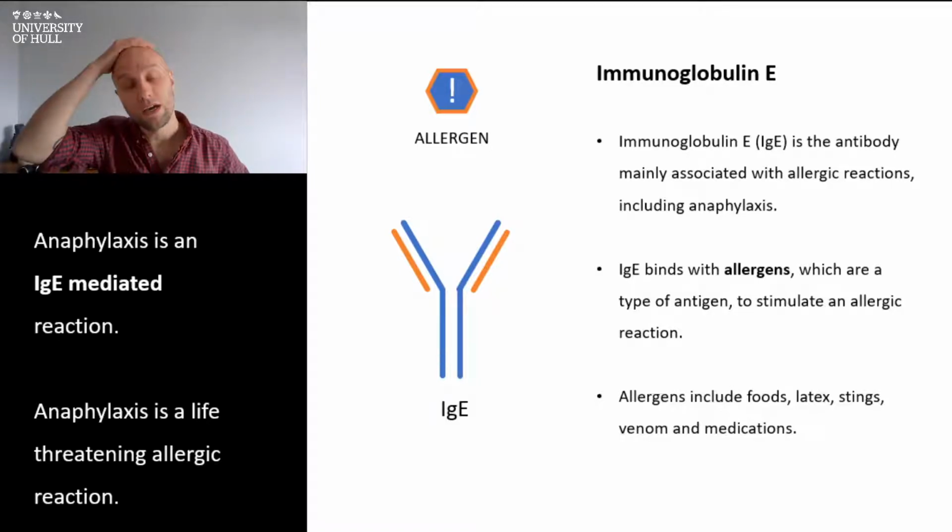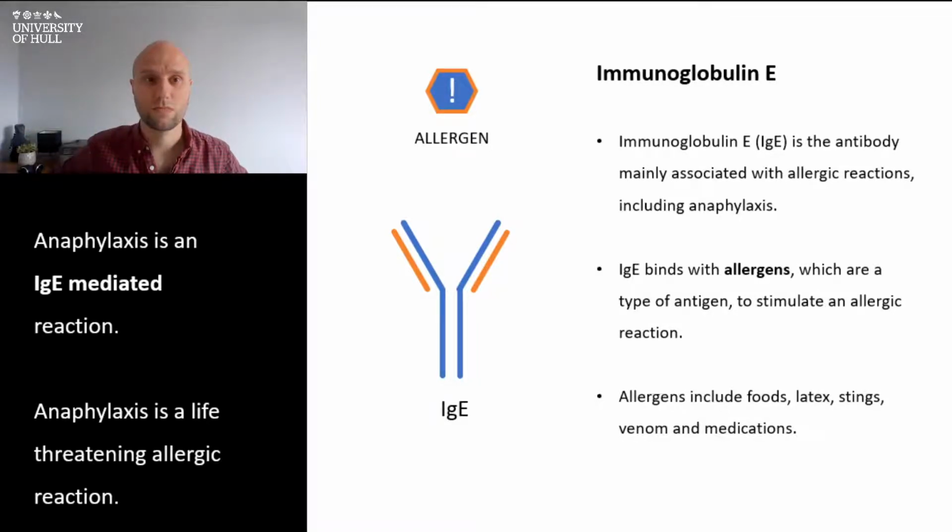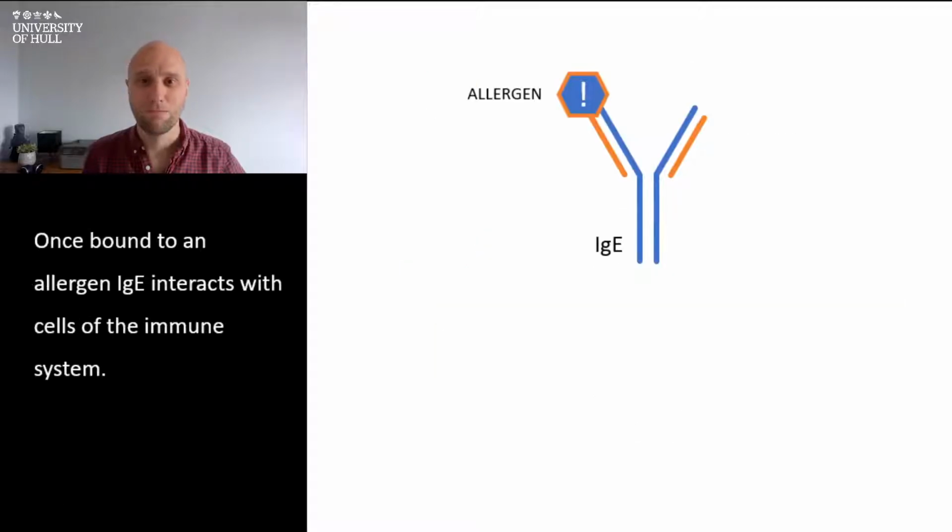The antigens in this particular situation are referred to as allergens. They bring about an allergic response, and an allergen will bind with an immunoglobulin E, and that will stimulate an allergic response. Allergens may include particles of foods or latex, stings, or some medications, famously penicillin, and perhaps also tiger prawn and things like that.